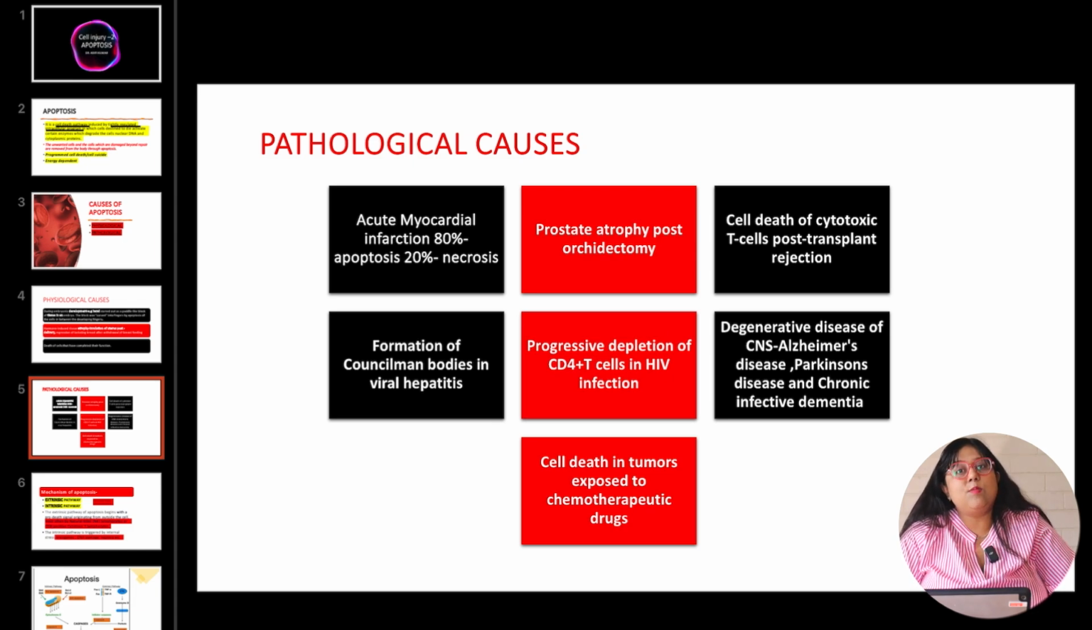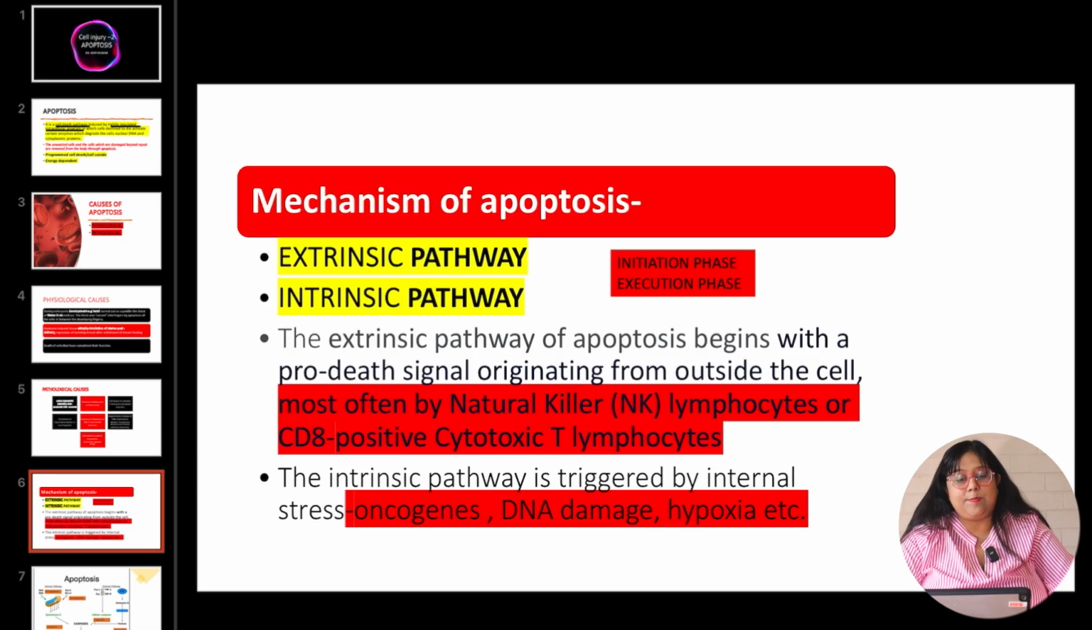Coming to the mechanism of apoptosis. Well, there are two pathways of apoptosis. One is an extrinsic pathway and another is an intrinsic pathway. So, in the extrinsic pathway, the apoptosis begins when the death signal originates from outside of the cell. For example, natural killer lymphocytes or CD8 positive cytotoxic T lymphocytes. Here, the signal is coming from outside the cell.